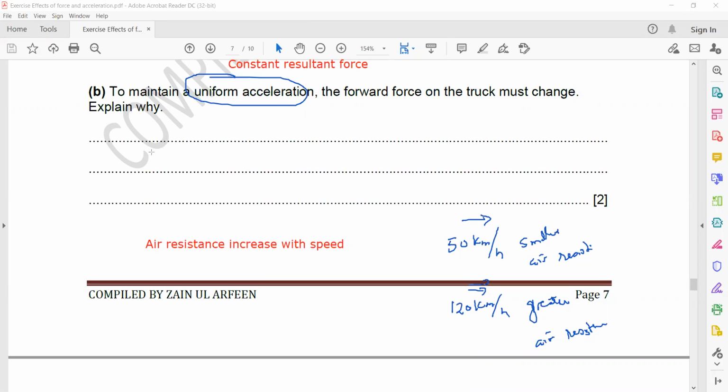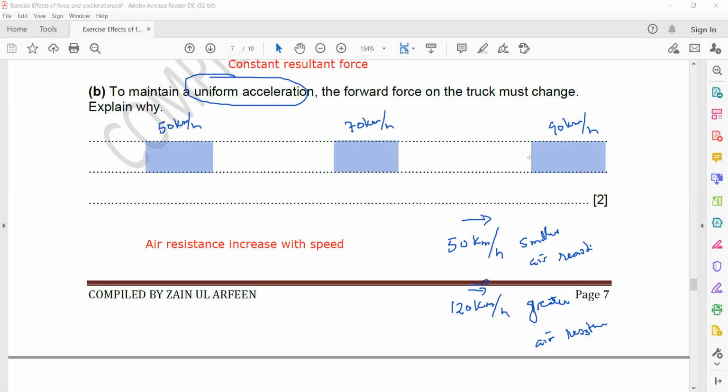So as the truck is accelerating, and when we say it is having an acceleration, it means it is having a change in the speed. Like here the speed of the truck is 50 km per hour, then it is 70 km per hour, and then it is 90 km per hour. At which speed will the truck have a greater air resistance? At 90 km per hour, the truck will have a greater air resistance.